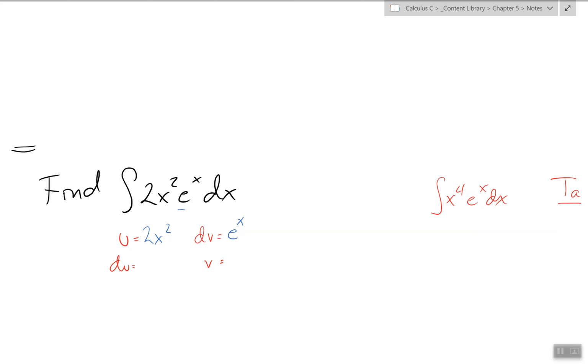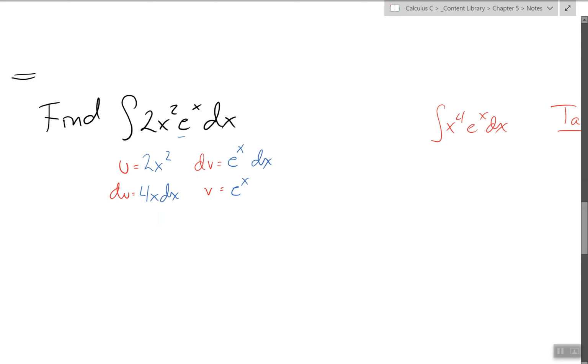Okay, so now we have our u and dv, so we're ready to find du, so take the derivative. That's an easy one, 4x dx. I will constantly forget to write my dx in the original setup, but that's okay, as long as we go back and realize it. Then the antiderivative of e to the x, that's an easy one, it's e to the x. Now we're ready to plug into our integration by parts formula. So we have uv, so 2x squared e to the x, minus the integral of v, e to the x, du, 4x dx.